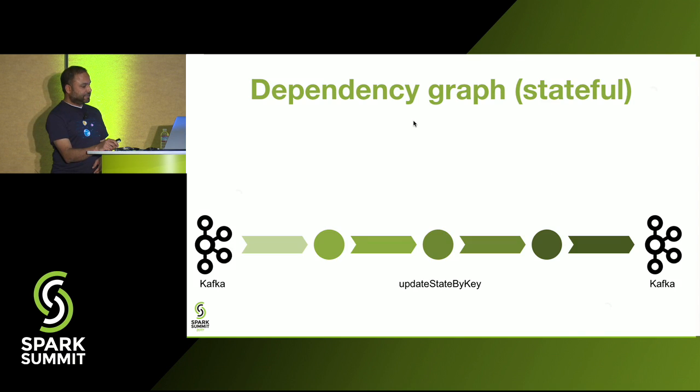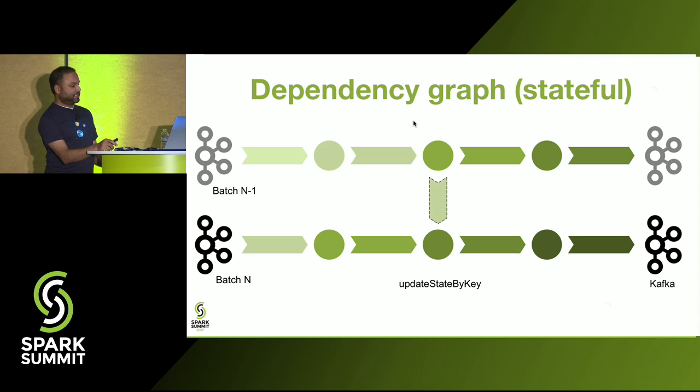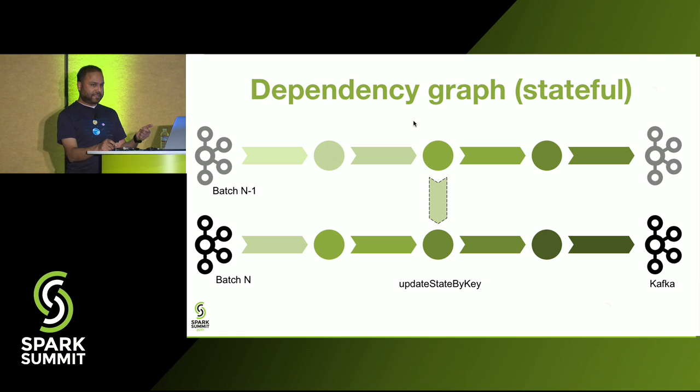But let's take the case of updateStateByKey, which is actually a stateful operation, and let's embed it into the pipeline. Now, the pipeline looks very similar, except there's a subtle difference in terms of an implicit dependency there, which is, since it's a stateful operation, updateStateByKey is not only dependent on the previous stage of the current pipeline, but it's actually dependent on the previous state of updateStateByKey as per the previous micro batch that was executed.